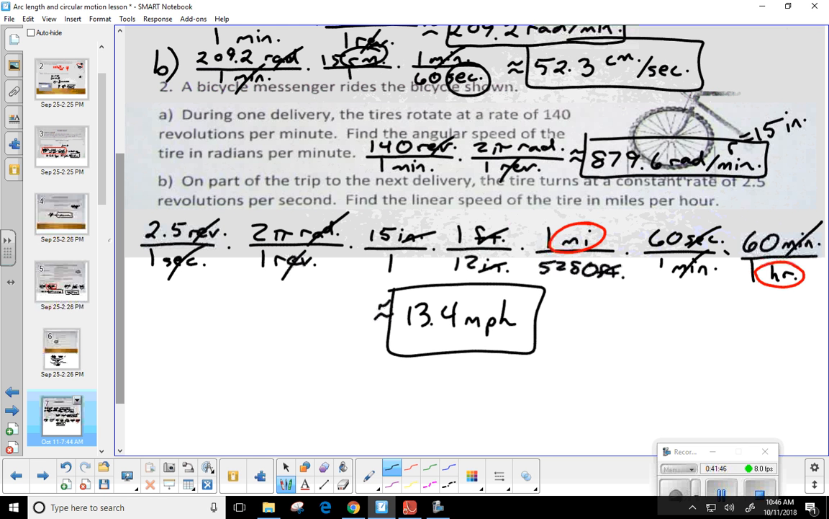Is anybody having a hard time? Okay. So see, this is pretty cool, right? It's direct application to things you see out in the real world. So if you're driving along and you're looking at the speedometer and you see 30 miles per hour, you can kind of convert that.